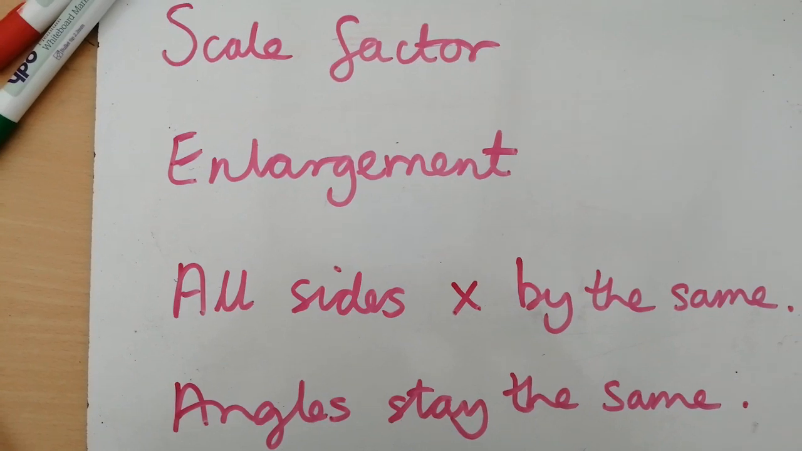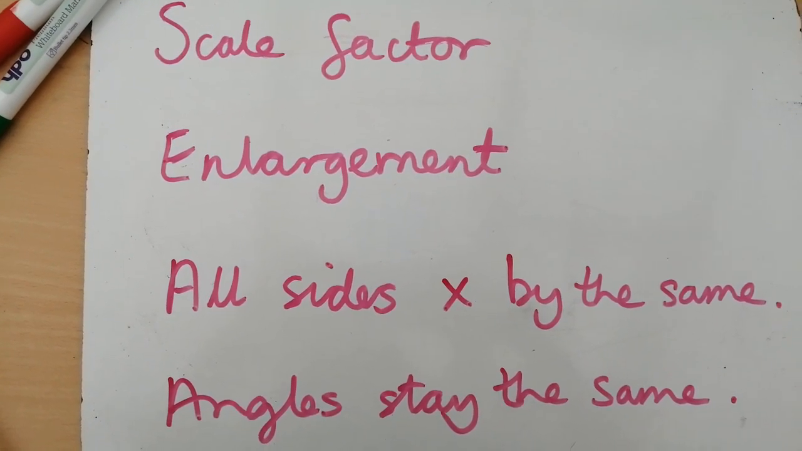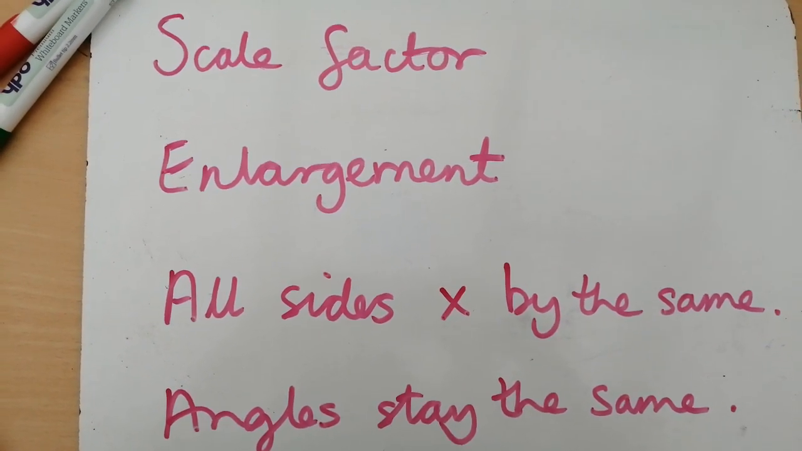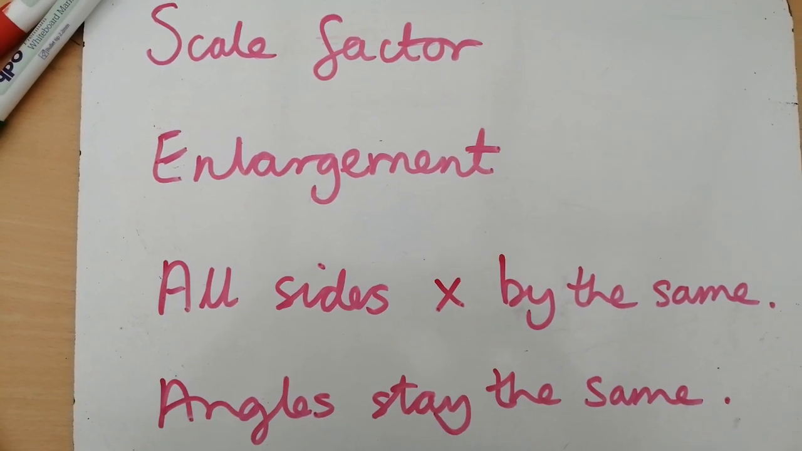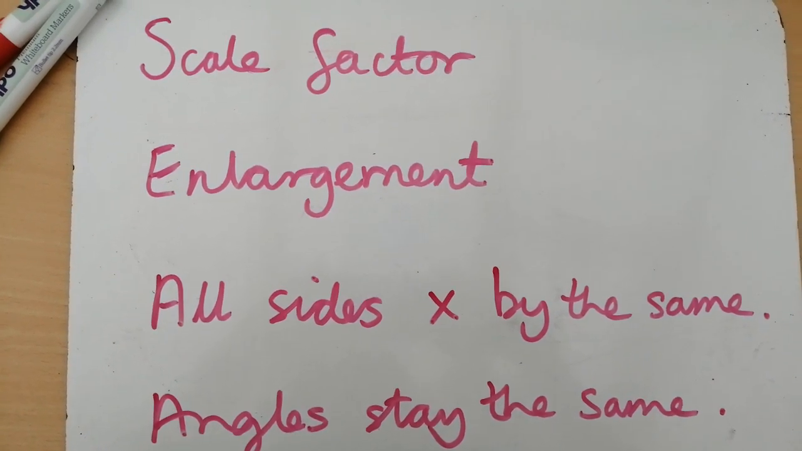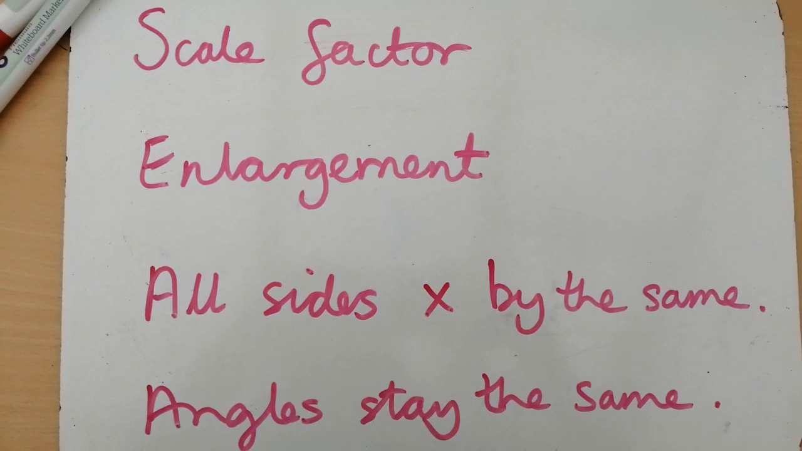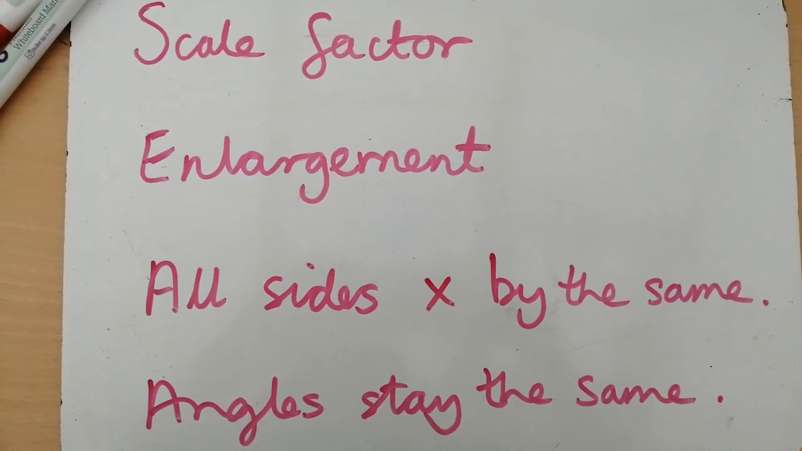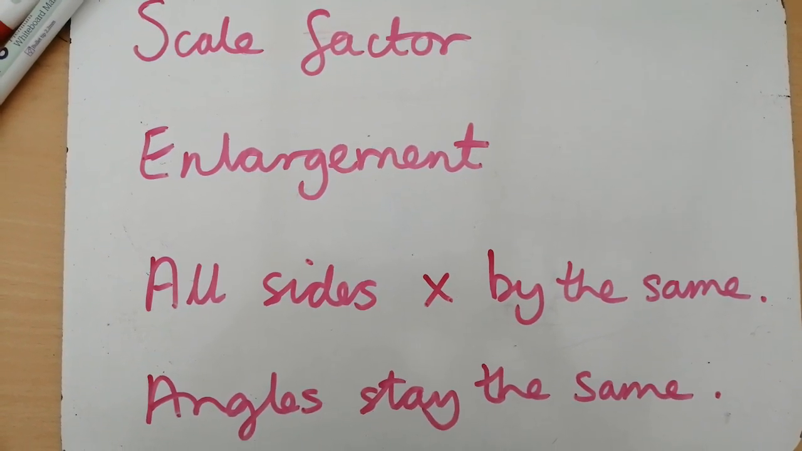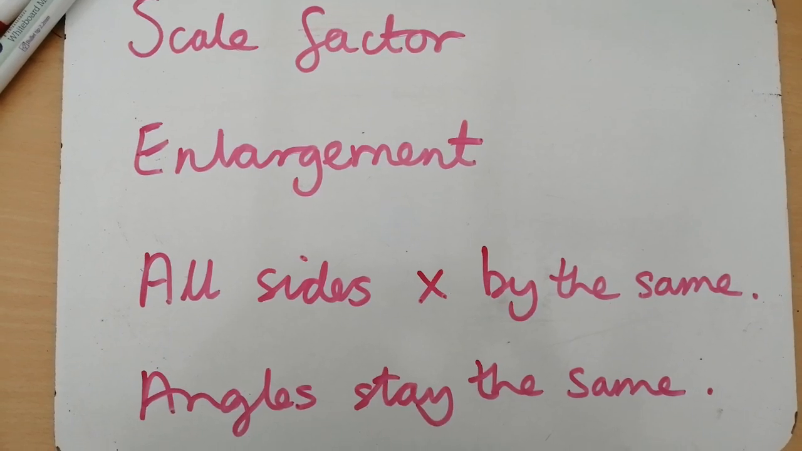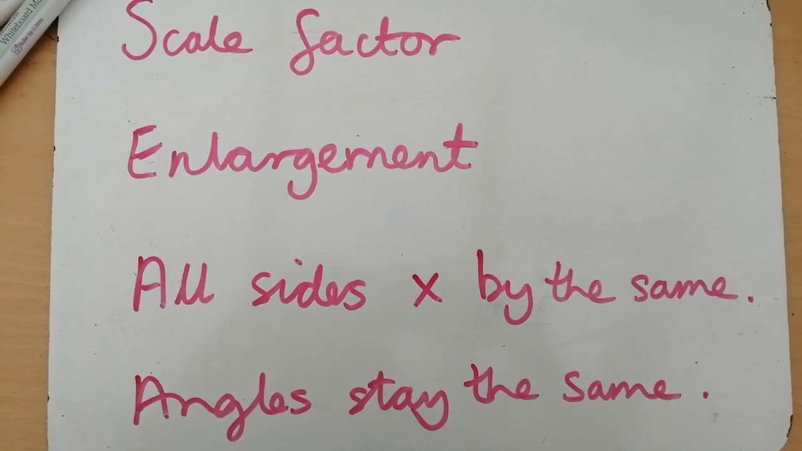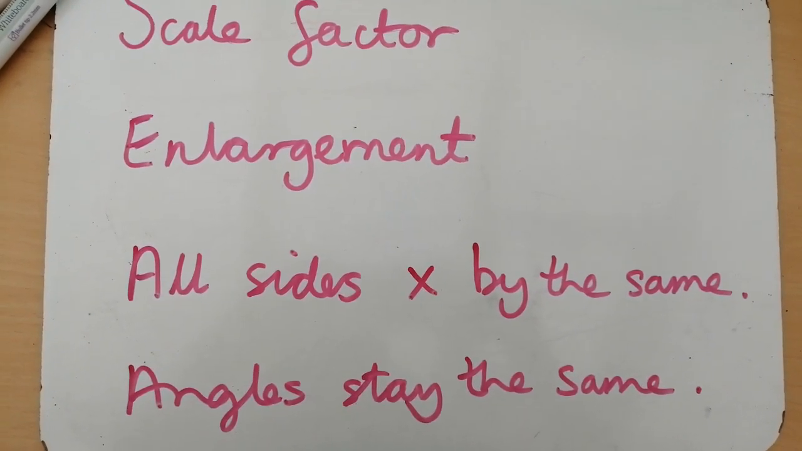So from this video, you should have learned what a scale factor is and what an enlargement means. The scale factor is how much you multiply all the sides of a shape by. And you must multiply them all by the same amount for it to be a scale factor enlargement. And all the angles must stay the same.